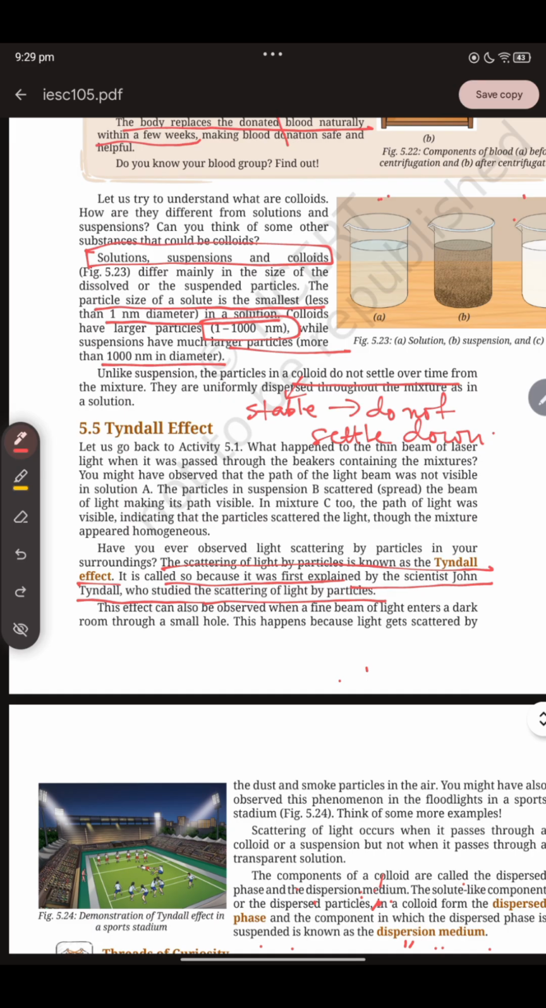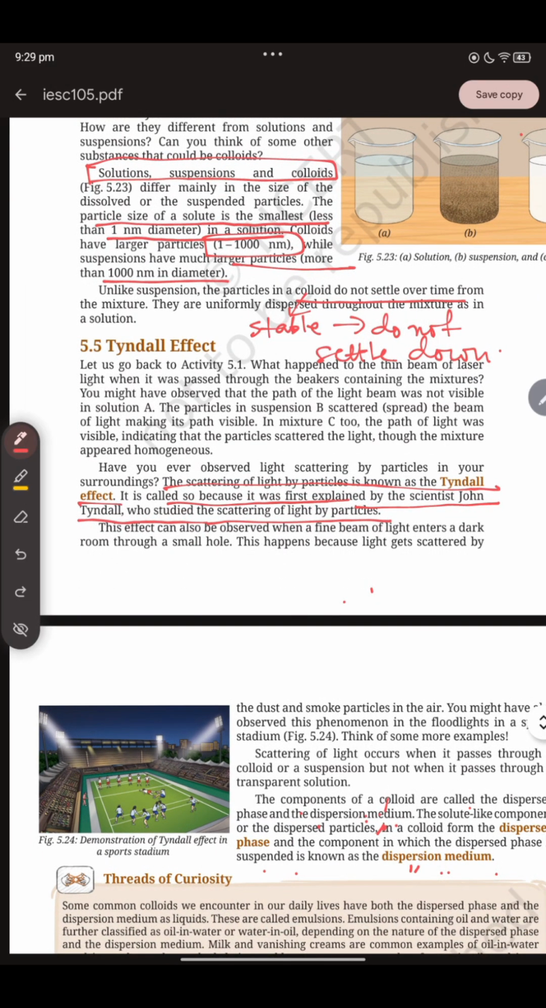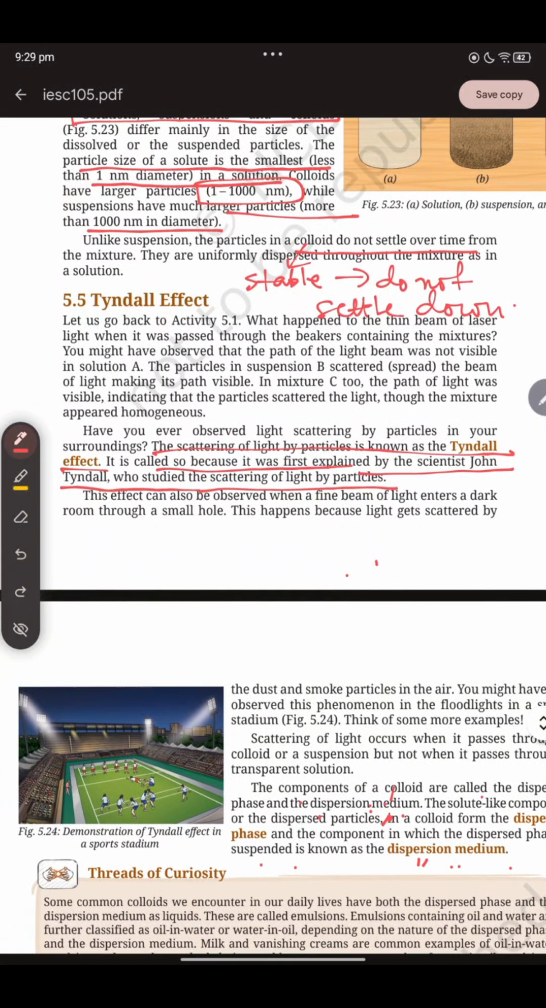Now, for light to get scattered, you need the particle size to be sufficient such that the particles can scatter the light. So the particles of a suspension will scatter light, and the particles of colloids will also be able to scatter light, but not the particles of a true solution.